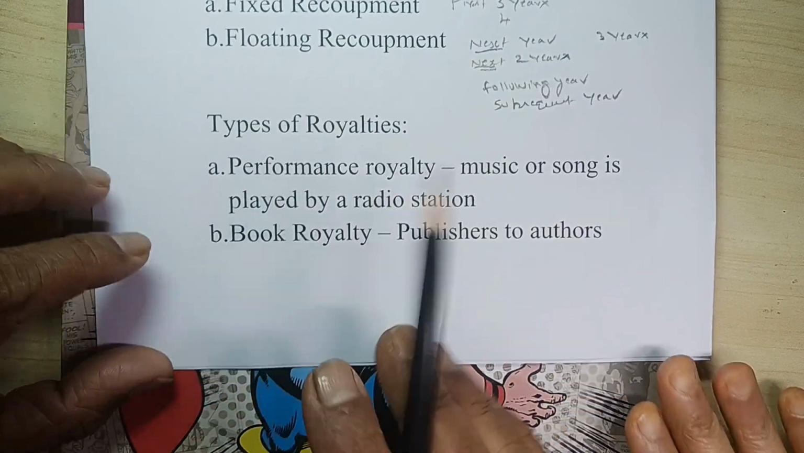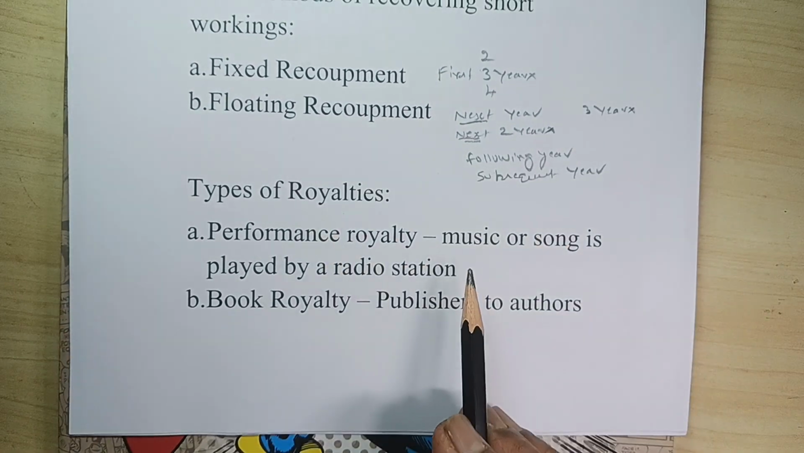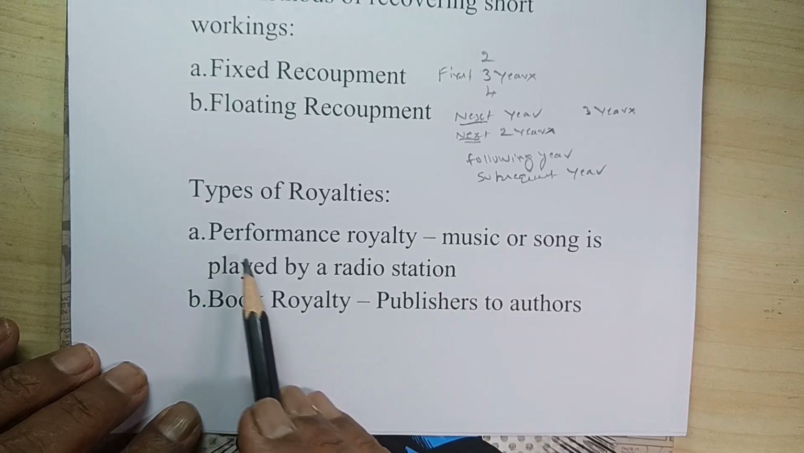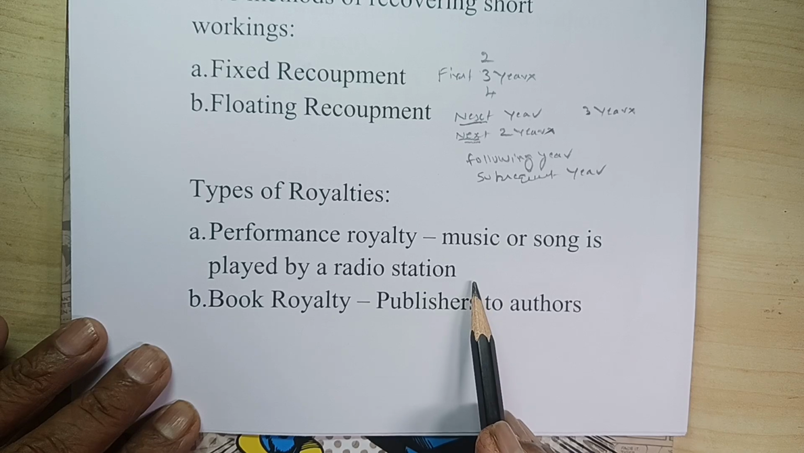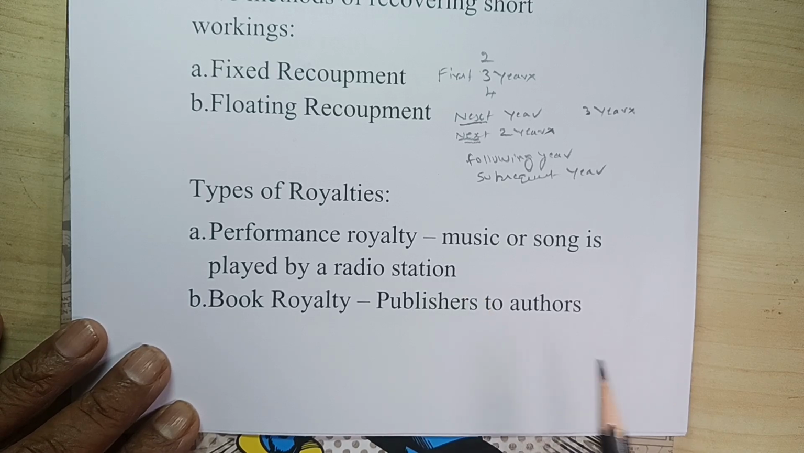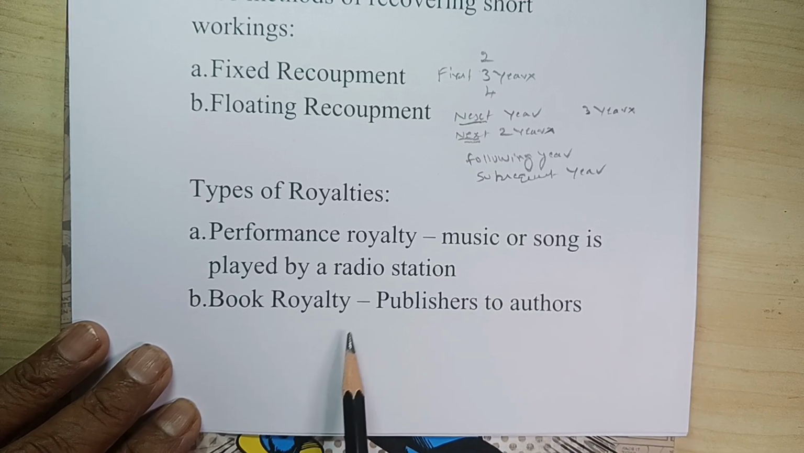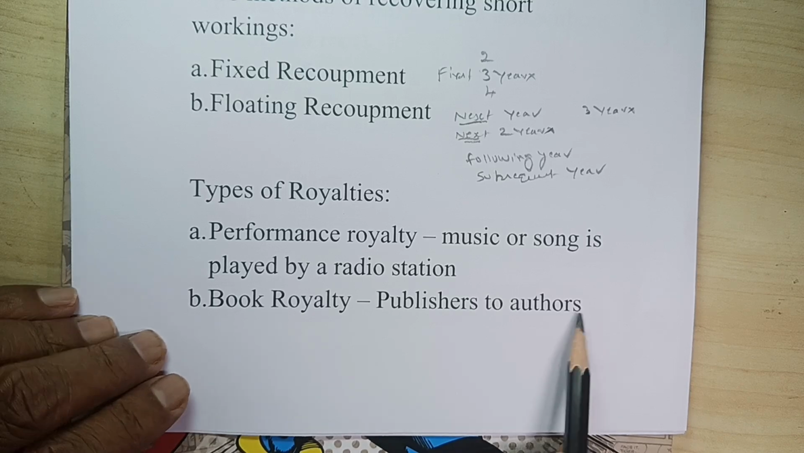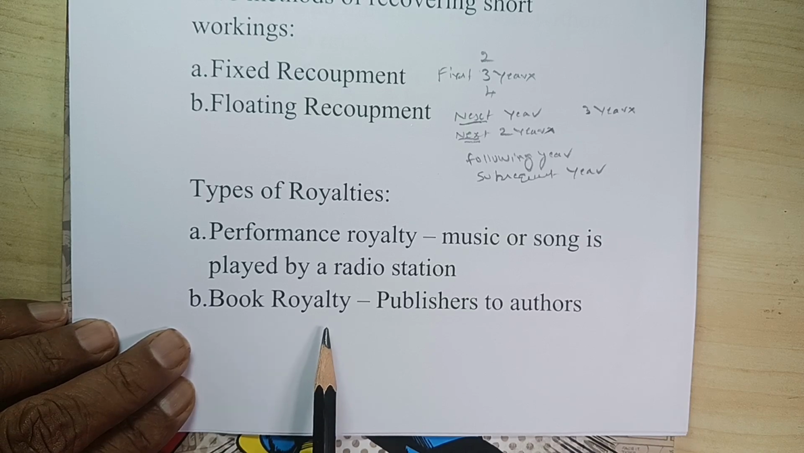Then most important is types of royalties. Just to know, because you must be knowing what royalty is. Performance royalty: a music or song is played by a radio station. I hope you know that whenever they use a particular song, they have to pay royalty to the concerned person who has sung the song. Book royalty: the publisher pays the authors, because the author has written the book, then the publisher has to pay royalty. That is called book royalty.